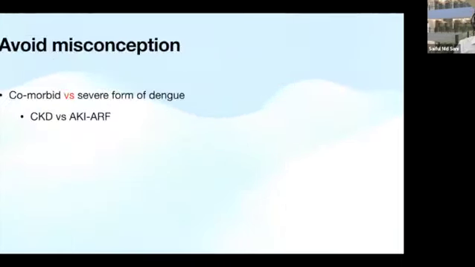Before I go further, I'd like to highlight, in my clinical experience, a lot of clinicians and researchers have got things confused. It's important to remember that comorbids are different from a severe form of dengue. In dengue, there are patients who develop acute kidney injury or acute renal failure, and this is a complication of the dengue illness itself rather than an existing comorbid illness like CKD or institutional failure.